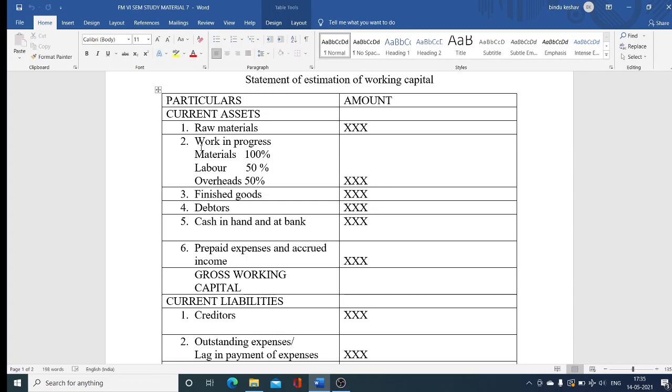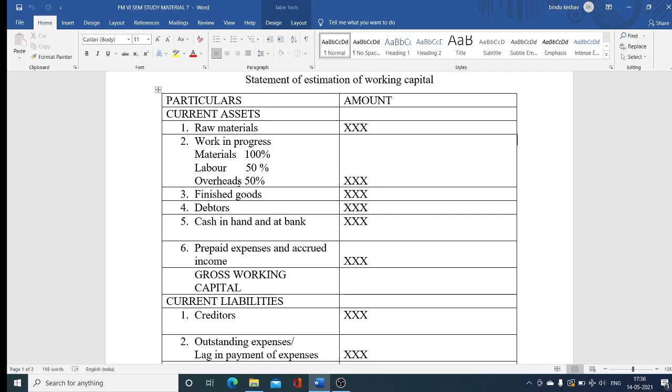Work in progress means that we have begun the production process, but we have not completed it. In this case, we will not be able to know how much work is complete. So, to calculate it in a proper way, usually materials are considered at 100%, and the other expenses like labor and overheads are taken only at 50%. So materials at 100%, labor and other overheads at 50%.